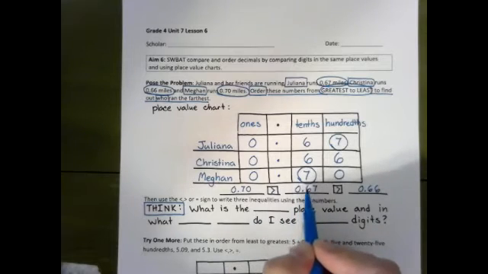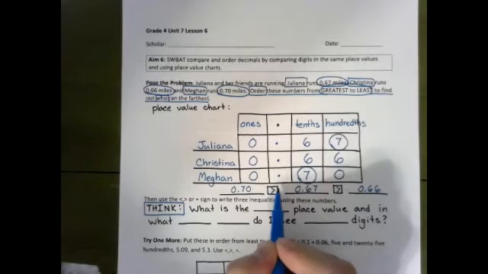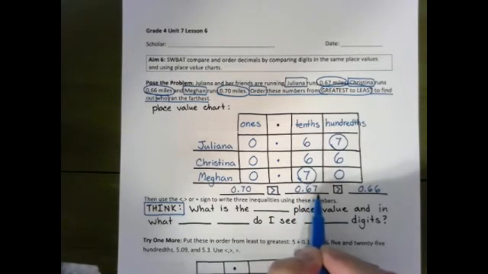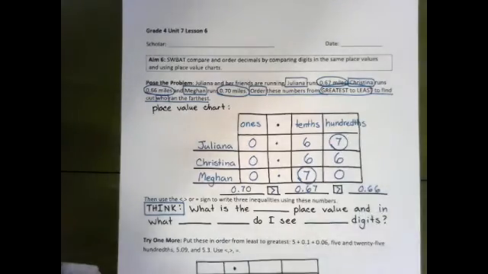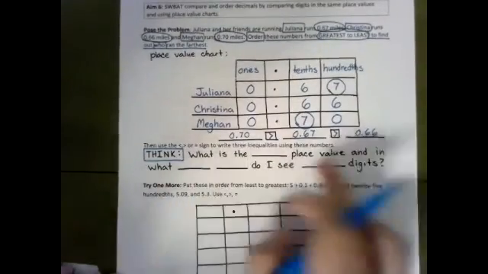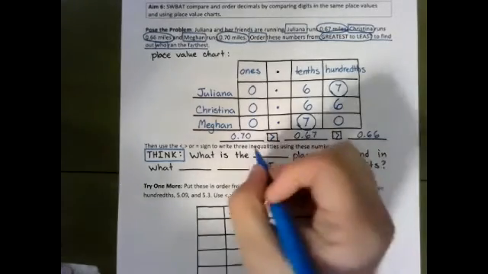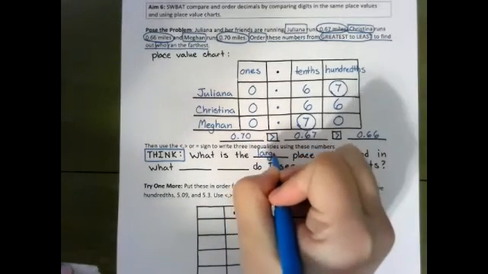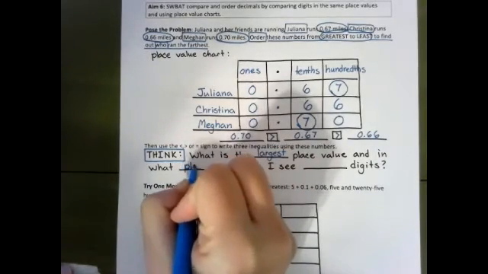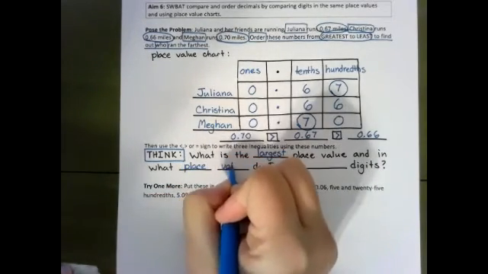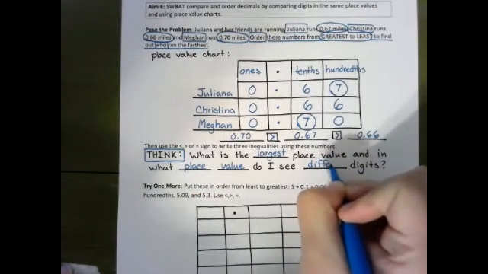70/100ths, 67/100ths, 66/100ths. 70/100ths is greater than 67/100ths, which is greater than 66/100ths. When we are comparing decimals, we need to think, what is the largest place value? And in what place value do I see different digits?